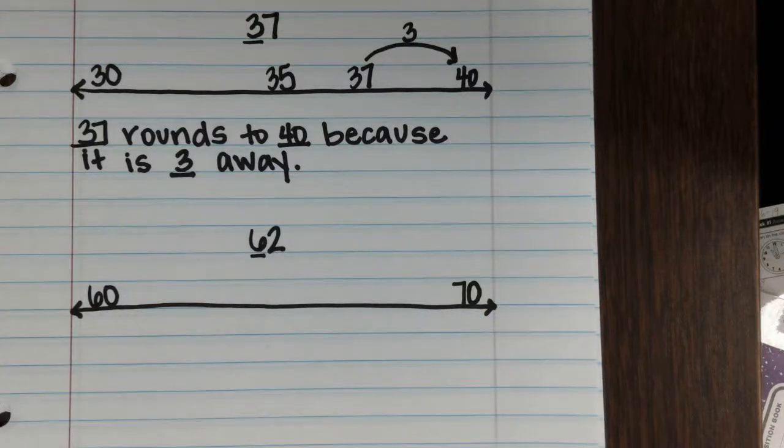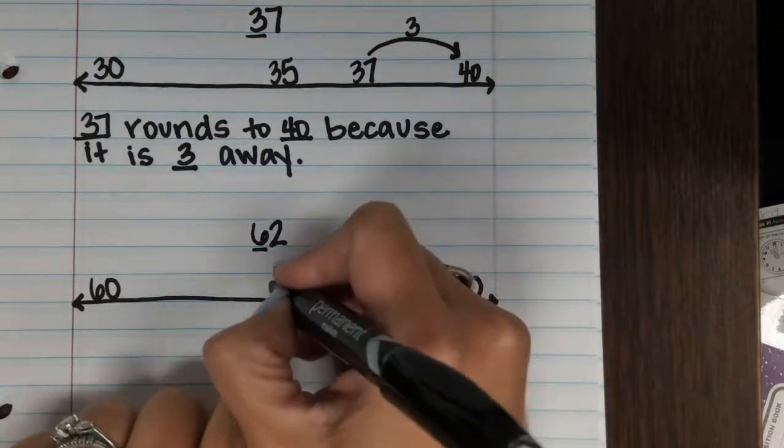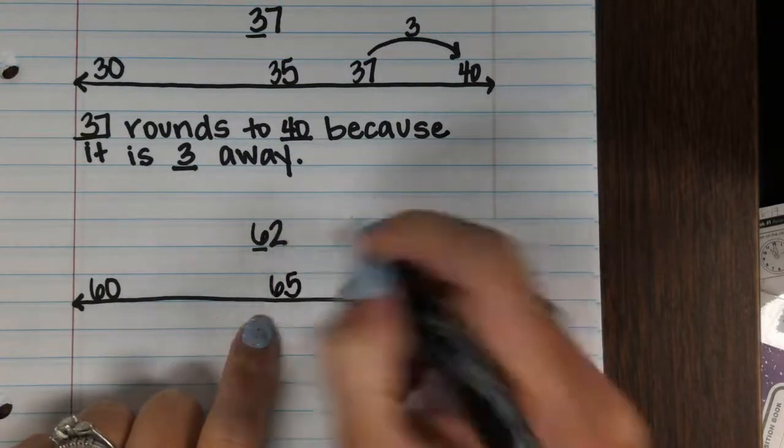Real big with you guys. Step 2. Find the midpoint. The midpoint is the middle. Hold up your 10 fingers. We know that 60 is 10 away from 70. Let's take half away. How many do you have left? 5. So whatever that midpoint number is, we know it's going to have a 5 in the ones place. What number is our midpoint going to be today? 65.